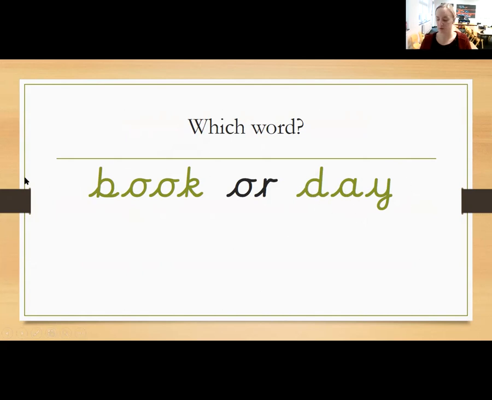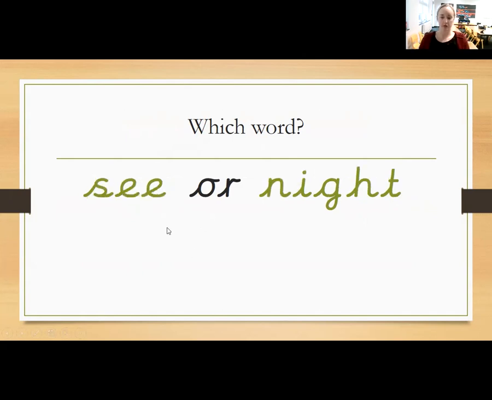The first two words are book and day. Out of these two words, which word has U? Okay, so hopefully you've said this word here, which is book. Well done if you got that correct. Now I've put two more words up on the screen. I want you to have a go at reading these at home.